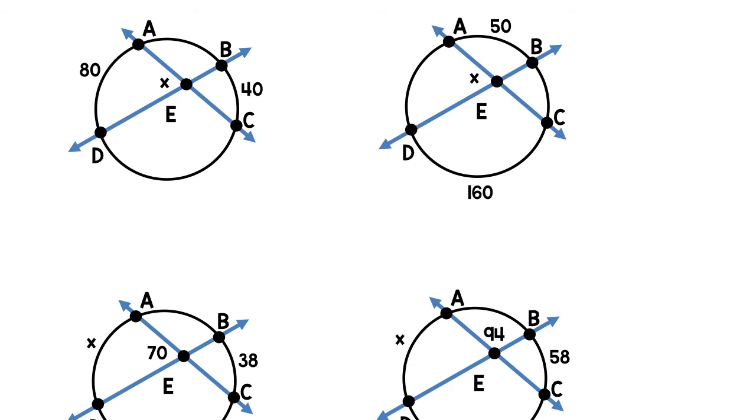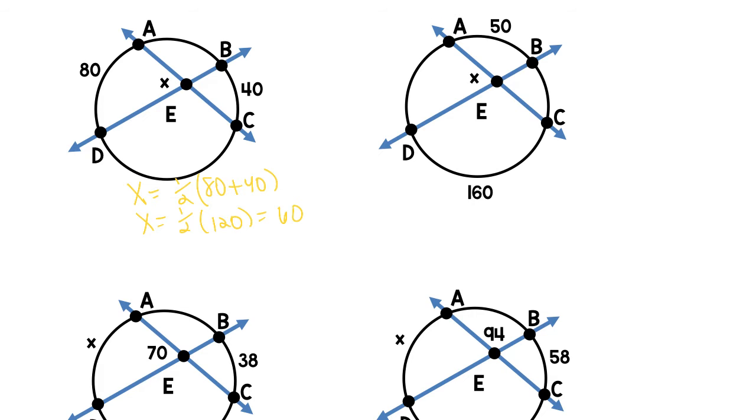We have another circle here. We want to know X. So to find the measure of the angle X, we're going to say that is equal to half the two arcs that go along with those angles, 80 plus 40. That means X is half of 120 or 60.